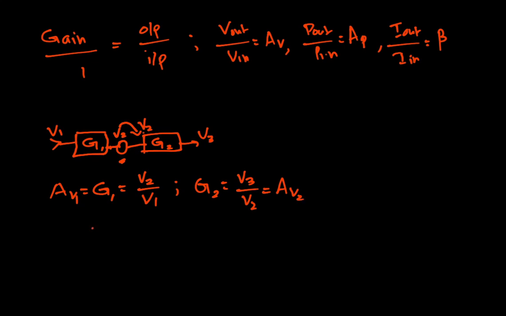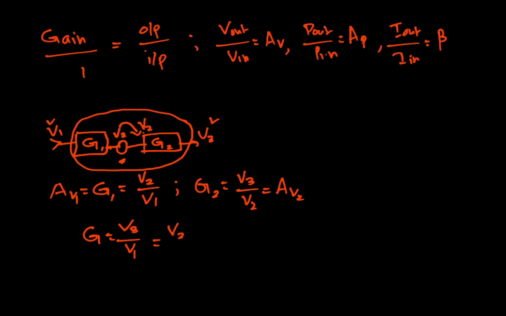Now the total gain of the transistor amplifier which contains these two stages is, so if you consider this as a single transistor amplifier, then the input voltage is V1 and output voltage is V3. Then the gain of this transistor amplifier is V3 divided by V1. So we can write the gain of this amplifier as G is equal to V3 by V1.